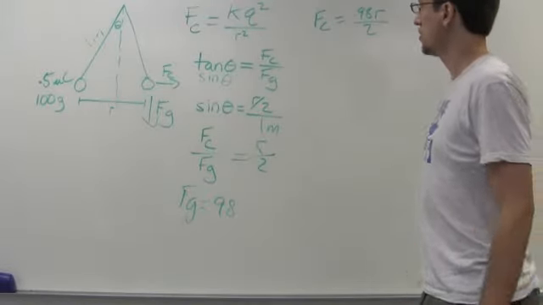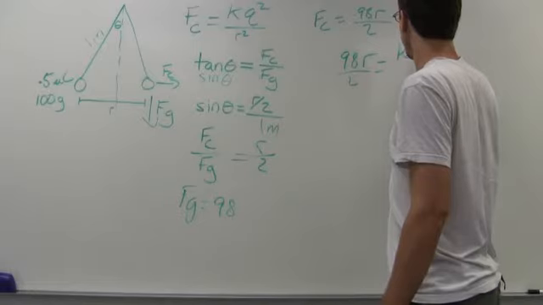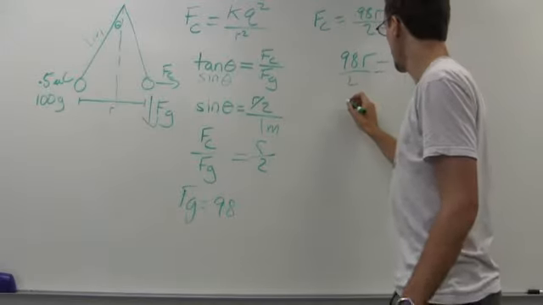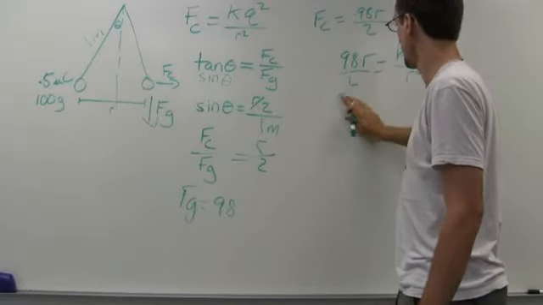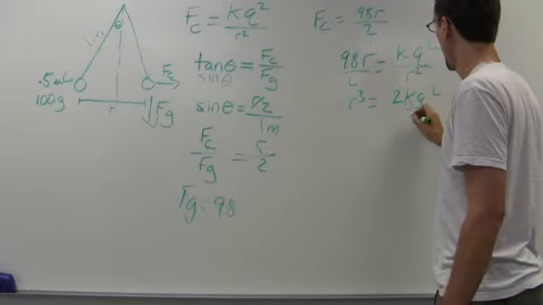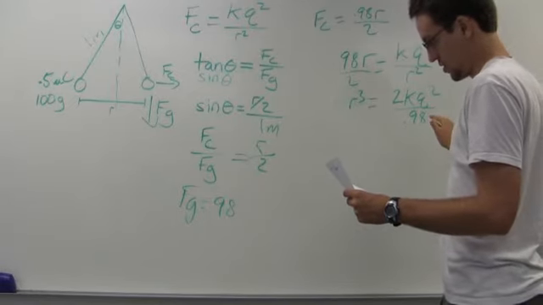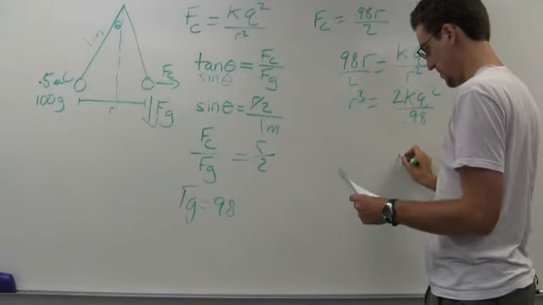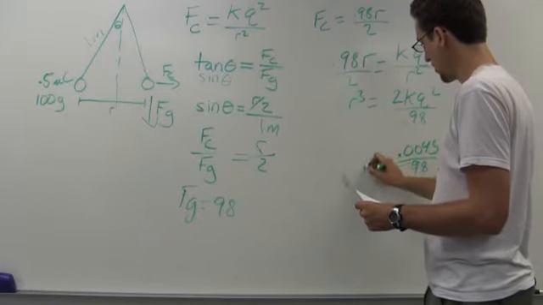We then take that and plug it into our first equation. We get 0.98 R over 2 is equal to kQ squared over R squared. If we properly rearrange this, we get, sorry, that's not what I want to do. R cubed is equal to 2kQ squared over 0.98. 2kQ squared is going to be 0.0045 over 0.98. That's R to the third.